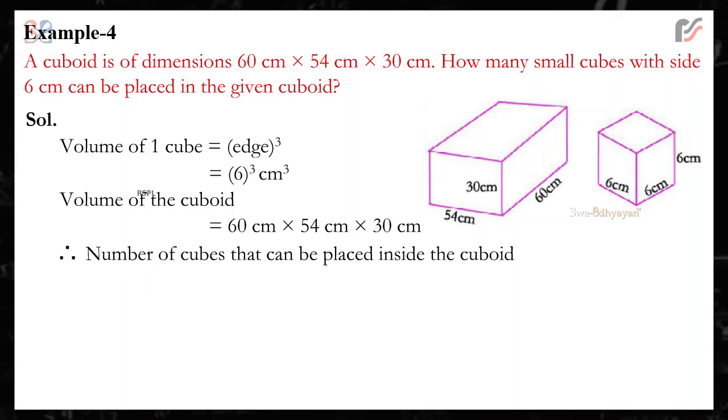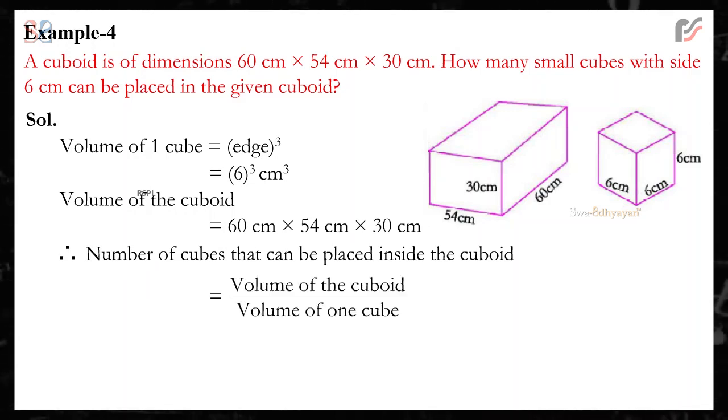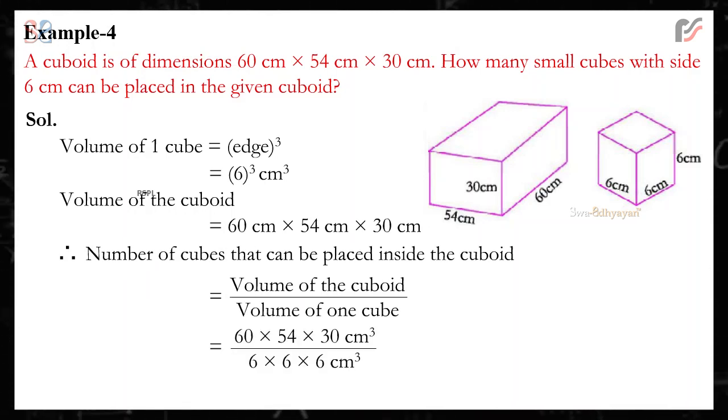Therefore, number of cubes that can be placed inside the cuboid is equal to volume of the cuboid upon volume of one cube. This is equal to 60 into 54 into 30 cubic centimeter upon 6 into 6 into 6 cubic centimeter. This is equal to 450 cubes.